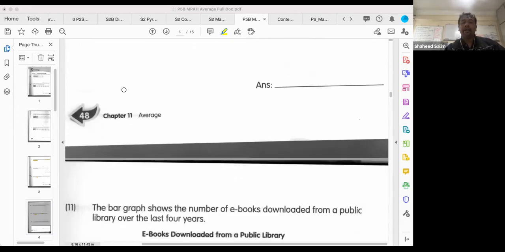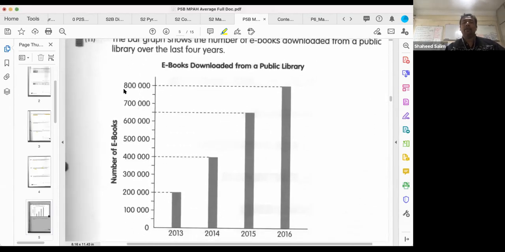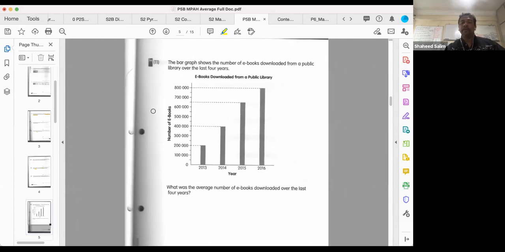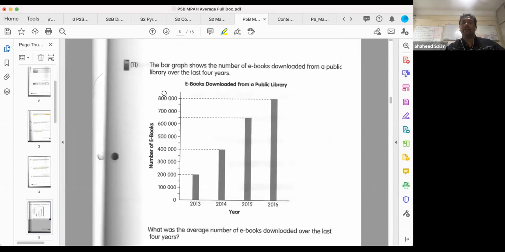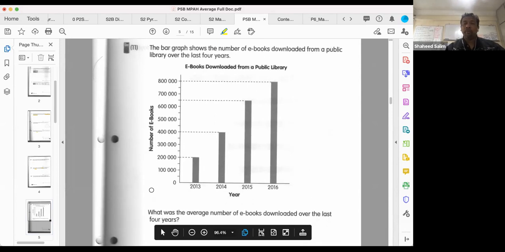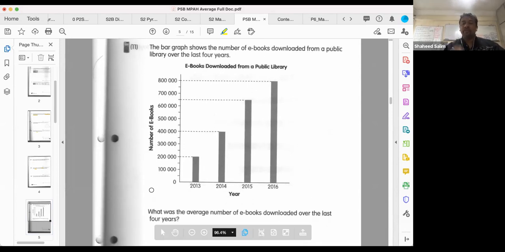Now we are going to go to harder and harder stuff. Okay, different types. Hold on now. This is now ebooks downloaded. This now the libraries want to know. The bar graph shows the number of ebooks downloaded from a public library over the last 4 years. What was the average number of ebooks downloaded over the last 4 years? Means every year, what was the average? Roughly lah.